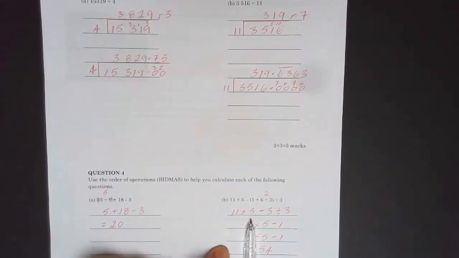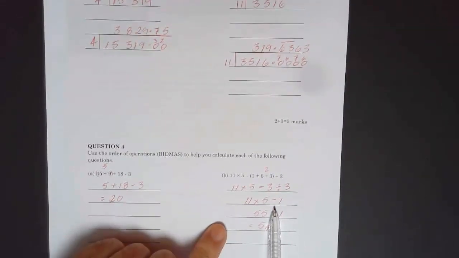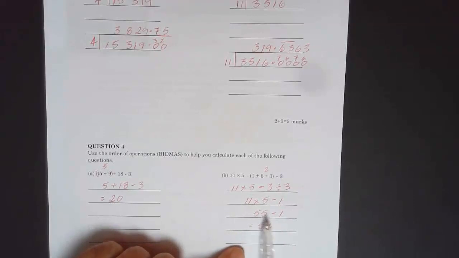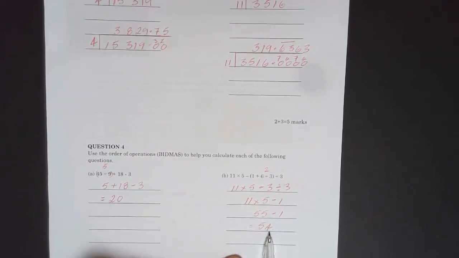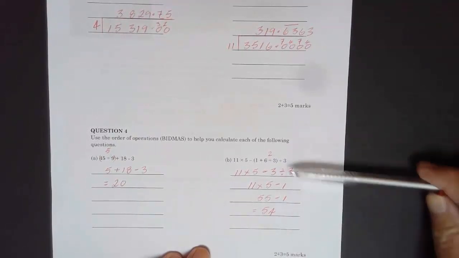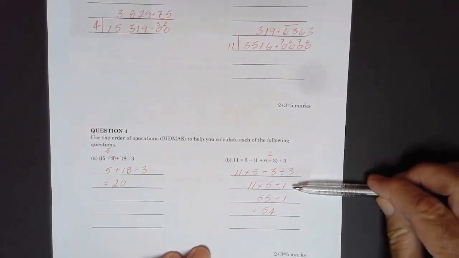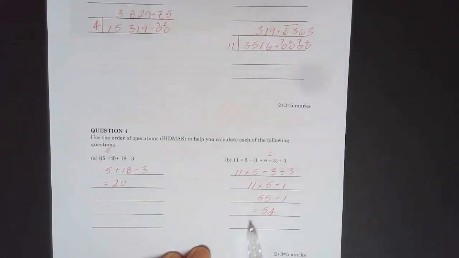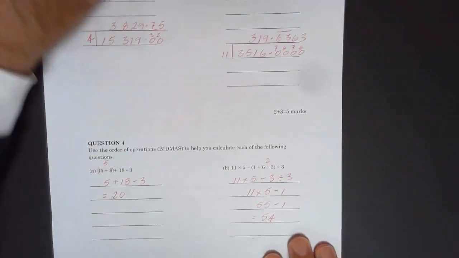So you've got 11 times 5 minus 3 divided by 3. So 3 divided by 3 will be done first, so that becomes 1. 11 times 5 minus 1, that's 55, minus 1 equals 54. Notice how my answer is clear. My working out is laid out clearly on each line, and the last line answers the question, which is what you need to do.